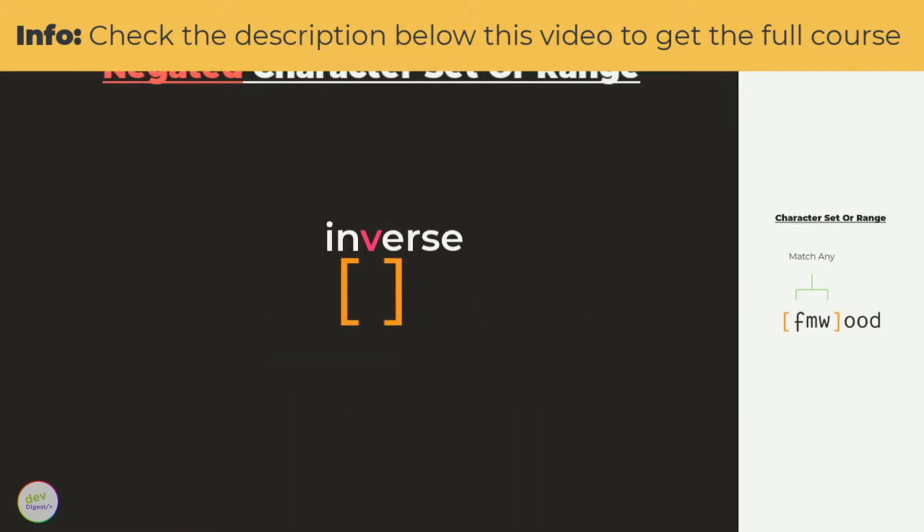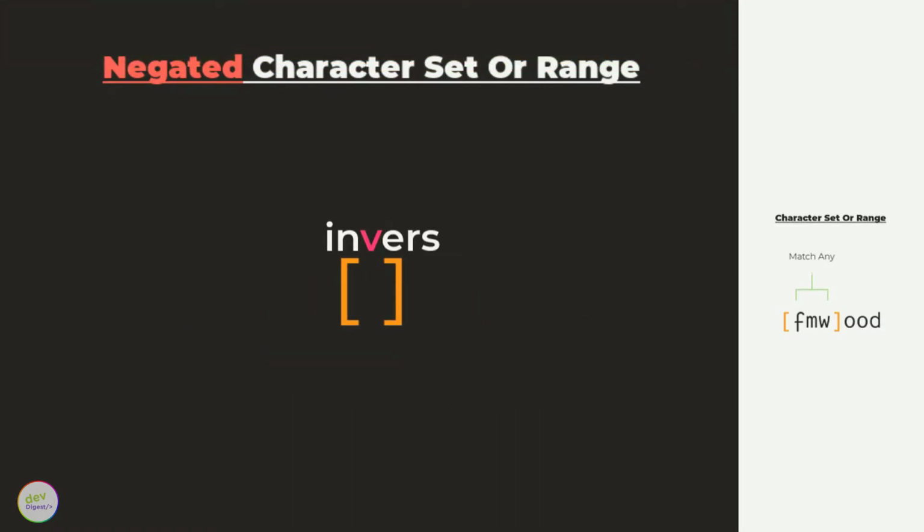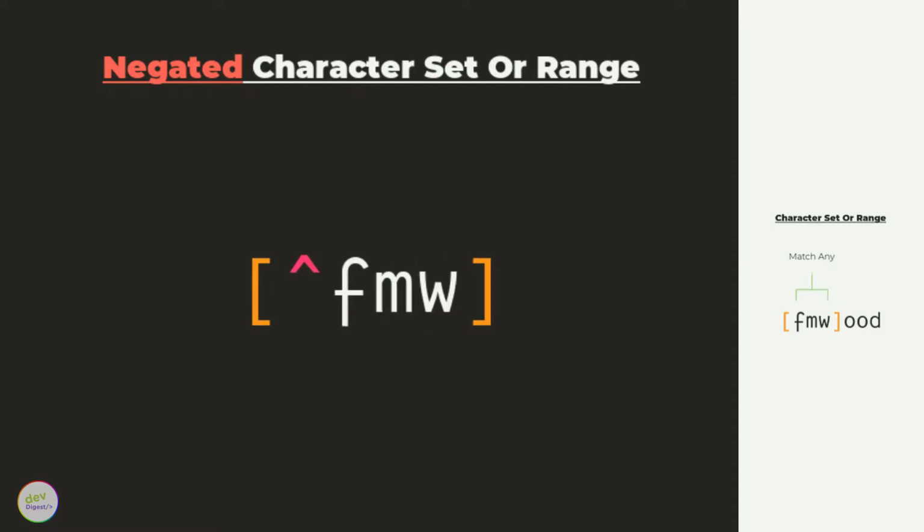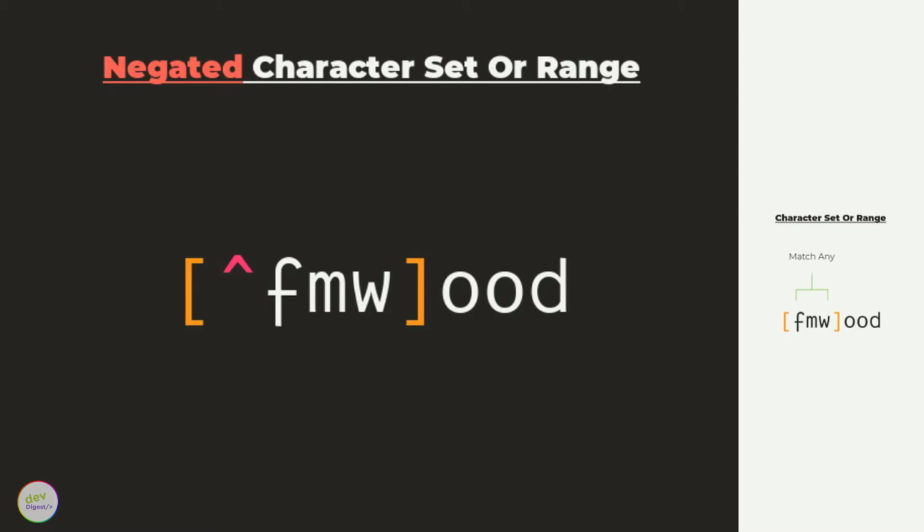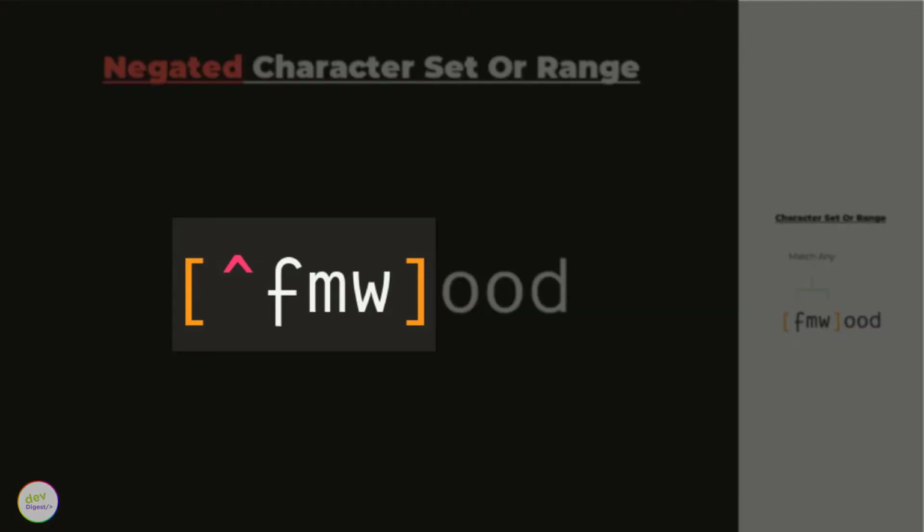To create a negated character set or range, all you need to do is to type the caret character after the opening square bracket, followed by the character set or range. By doing this, the characters included in the square brackets after the caret character will not be matched. So in this case, any character will be matched at this position except the lowercase characters f, m, and w.